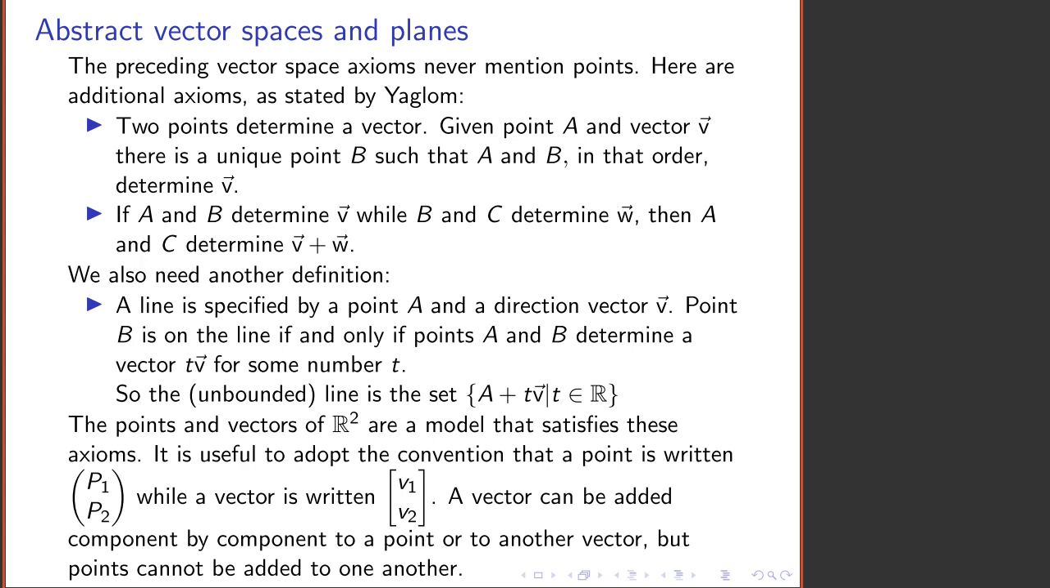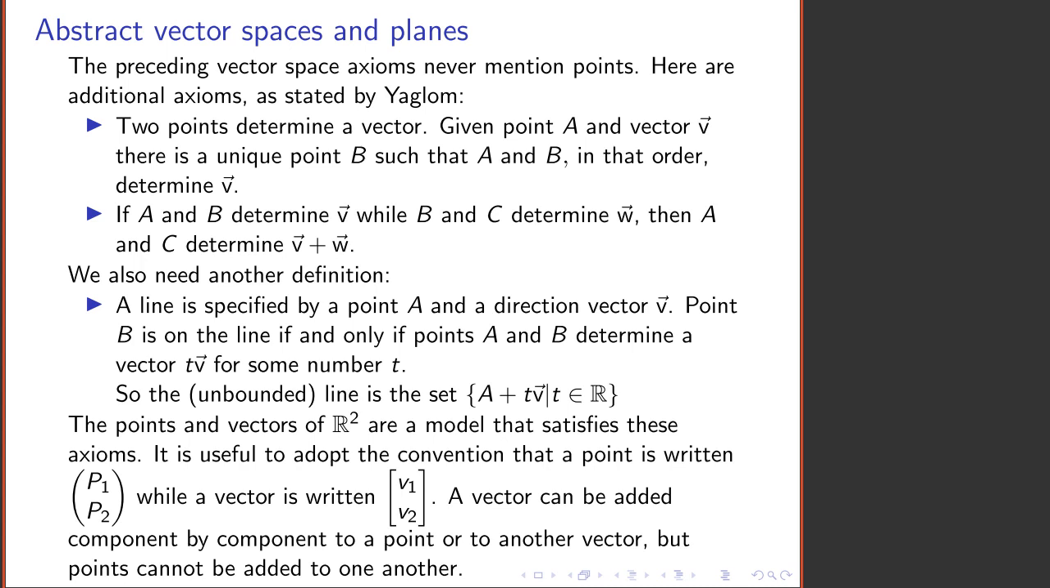Yaglom's first point vector axiom says that 2 points determine a vector. Or to be precise, if you give me a point A and a vector V, I can do what everyone calls adding the vector V to the point A. And when I do that, I get a unique point B. So what the axiom actually states is you give me a point A and a vector V. There is one and only one point B with the property that the points A and B determine that vector V. And everyone calls that the vector from A to B.